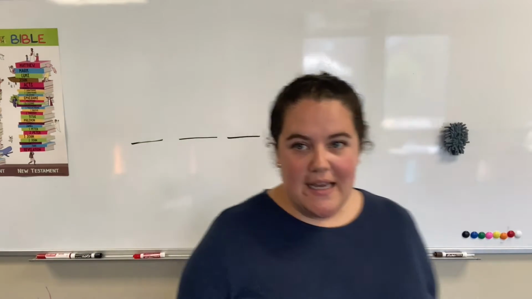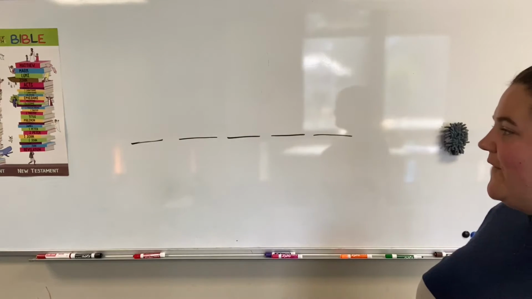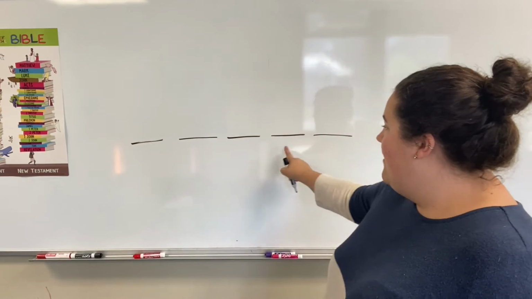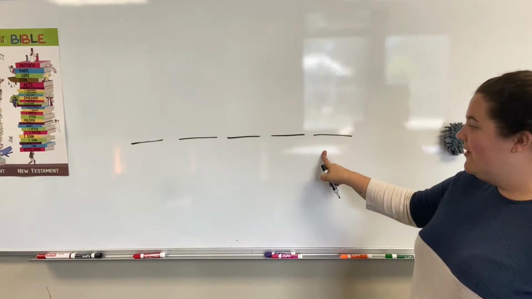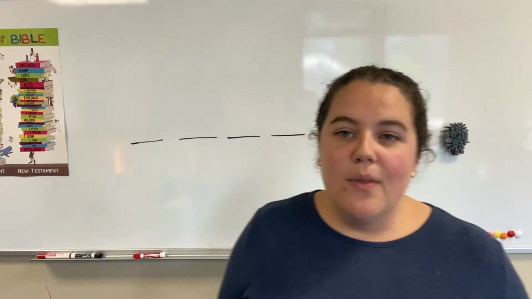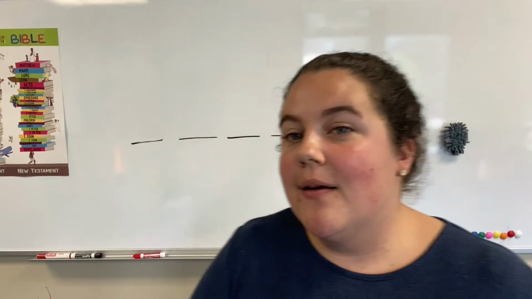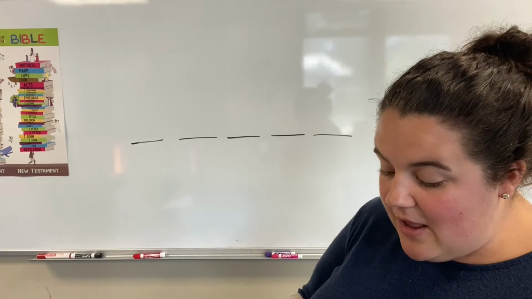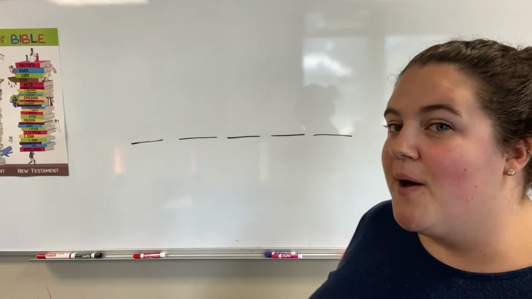All right, can you see? There are 5 blanks. 1, 2, 3, 4, 5. So think about the books of the Bible and what book has 5 letters. If you're playing along, go ahead and press pause here.